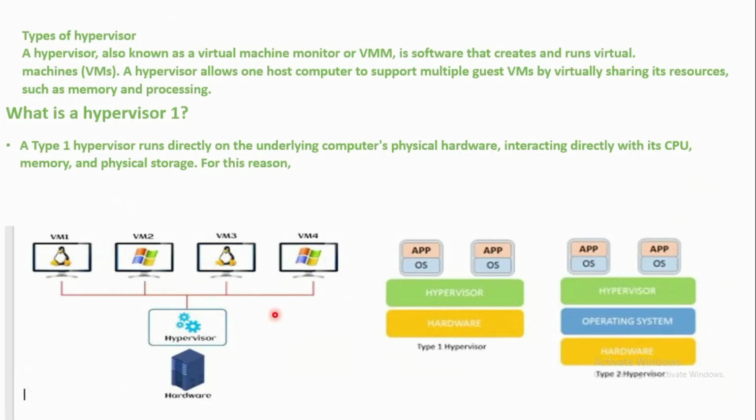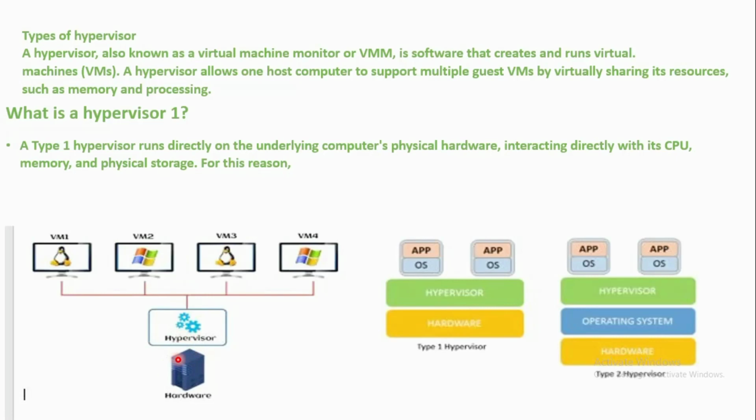Type 1 hypervisor is mostly used in big organizations. Type 1 hypervisor runs directly above hardware. First you have hardware, then type 1 hypervisor, and above type 1 hypervisor you can run multiple servers. You can run Linux, you can run Windows, you can run Macintosh. An example of this software is VMware, the most popular. This one is mostly used for organizations.